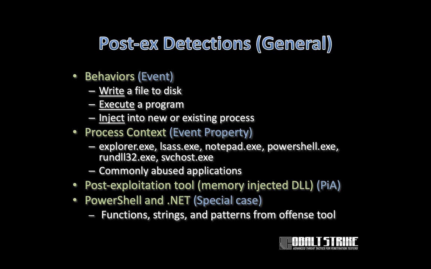For any of these events, or any other event, a common event property that you need to pay close attention to is your process context. This is both the origin of the event, where you're operating from, or the destination of the event. For example, if you inject into explorer.exe, that is a dangerous process context to inject into.